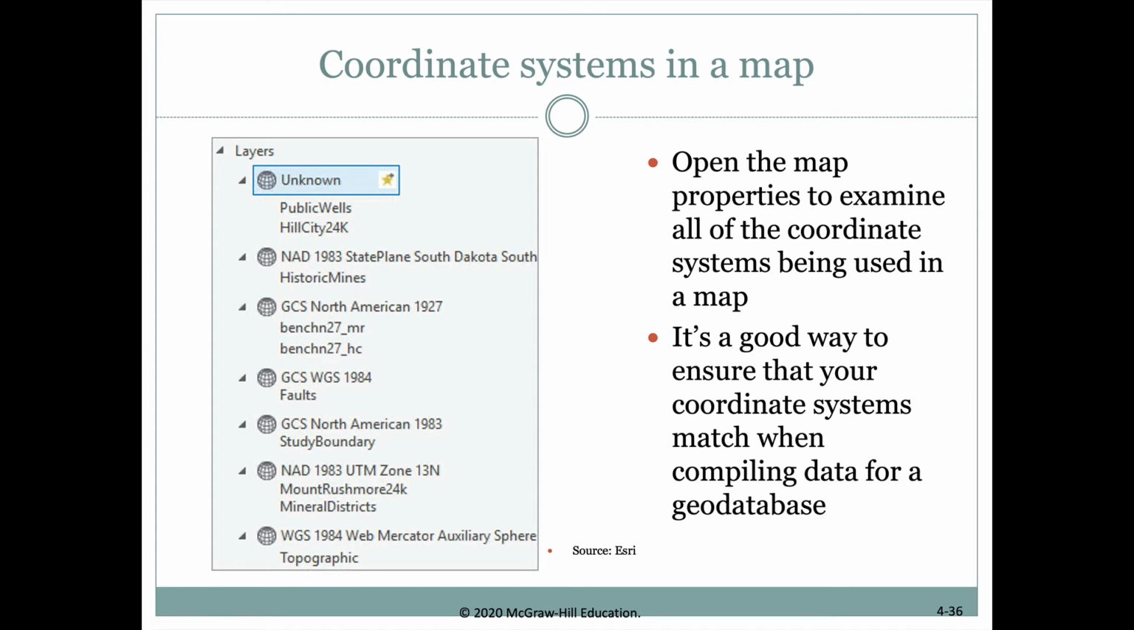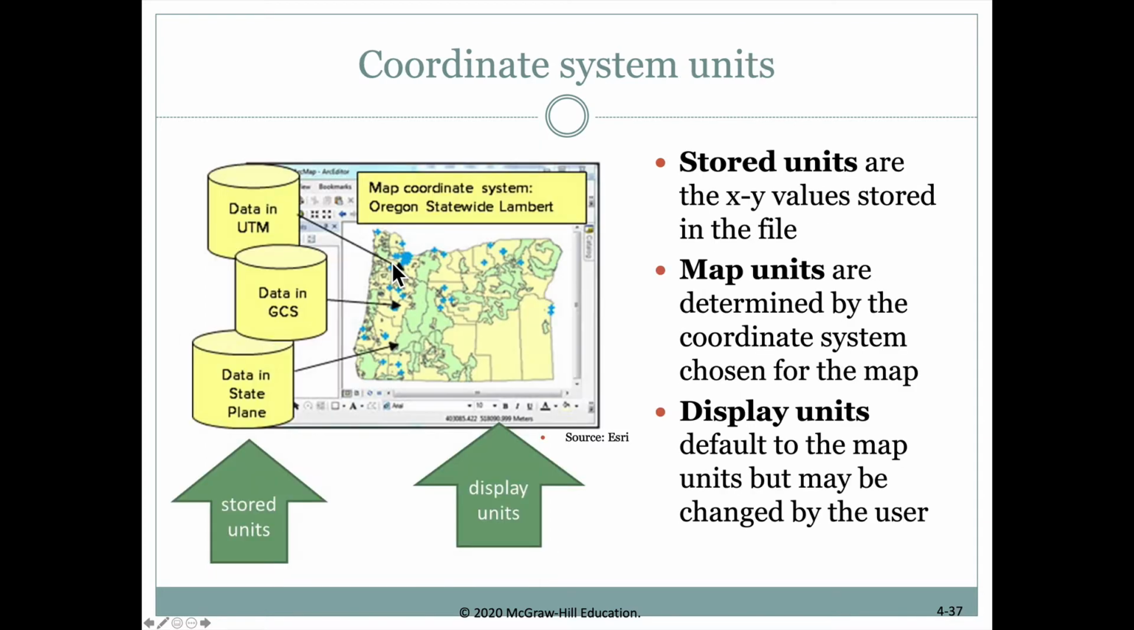Looking at a layer on a map, we can look at what its coordinate systems are by looking under its properties. And this will allow us to see what the coordinate system is. So for example, this NAD 83 State Plane, South Dakota is reported here. An important thing to remember is that we're going to have our stored units of our data. So data can be in all these different coordinate systems.